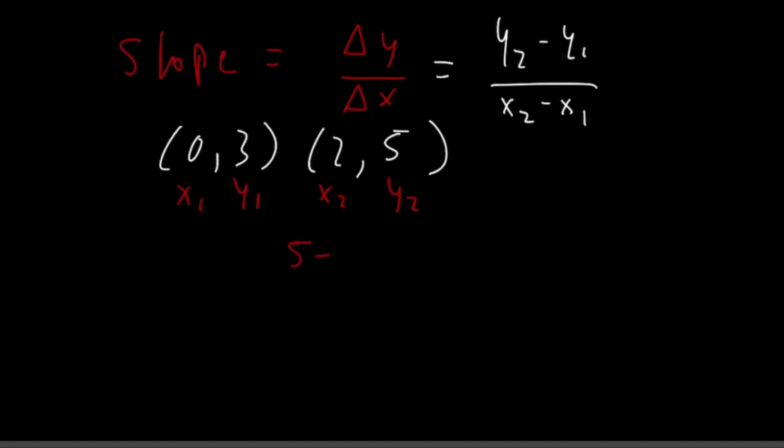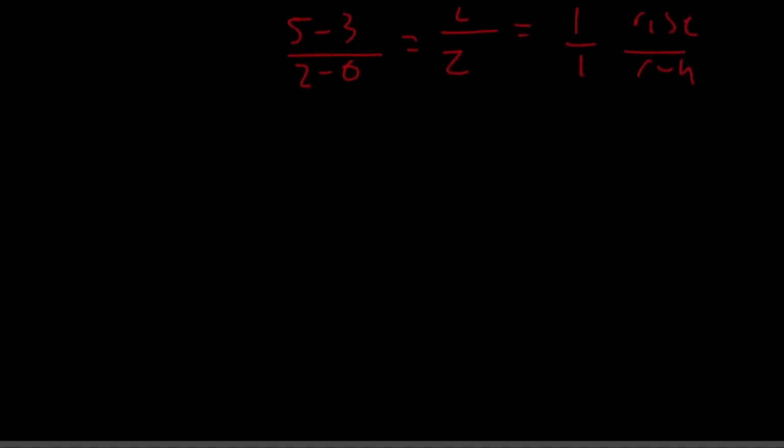So now we can just plug this into the equation. So we have 5 minus 3 over 2 minus 0. 5 minus 3 equals 2. 2 minus 0 equals 2. So the slope of this line is 2 over 2. But when we simplify this, that's just going to be 1. So the slope of this line is equal to 1, or 1 over 1, which is rise over run. We go up one and we go right one. So if it's a positive number, remember, it goes to the right and it goes up. If not, it does the opposite.